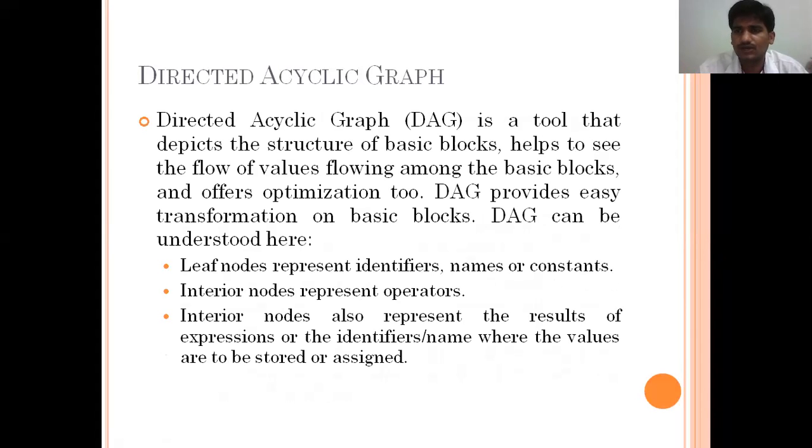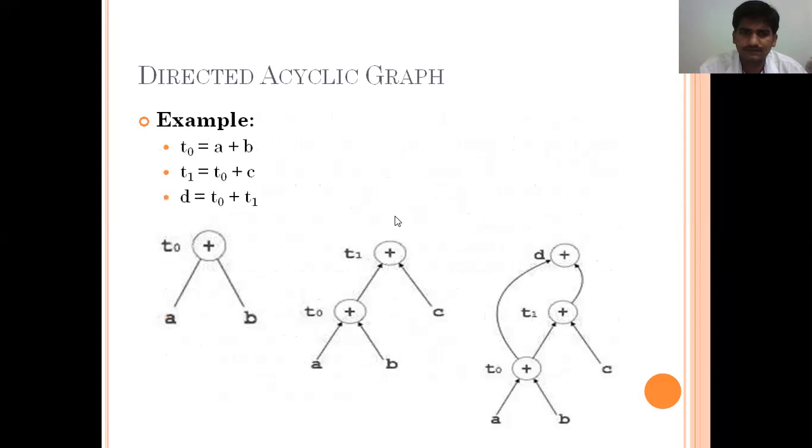So how do we represent a DAG? The leaf nodes represent identifiers, names or constants. Interior nodes represent operators. Interior nodes also represent the result of an expression. For example, T0 = A + B is one expression, and this is how we draw it in a directed acyclic graph. Here T0, A, B are the operands. Operand names are the leaf nodes. Here we perform the operation of addition. That addition operator is mentioned as a root node, and beside it we mention the result. Where this A plus B result is stored, it is stored at T0. That is how we draw the DAG for T0, T1, T2, as we saw yesterday.